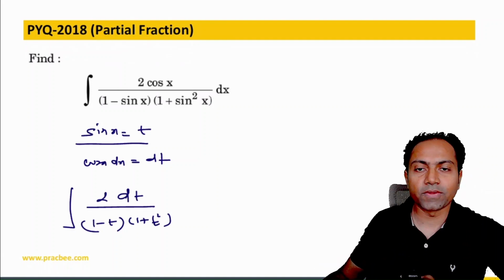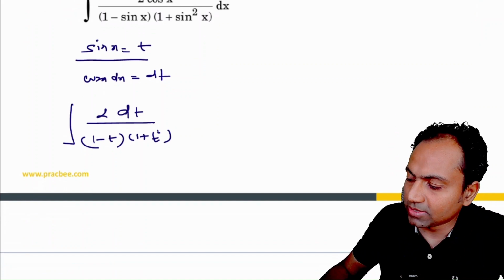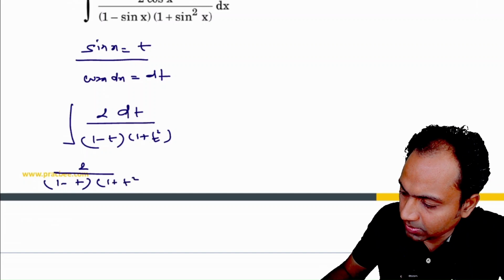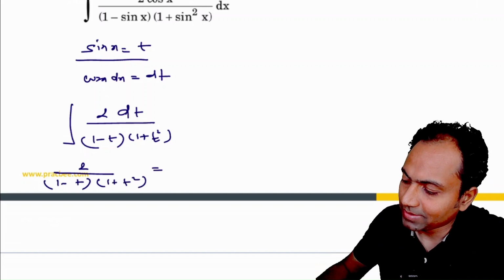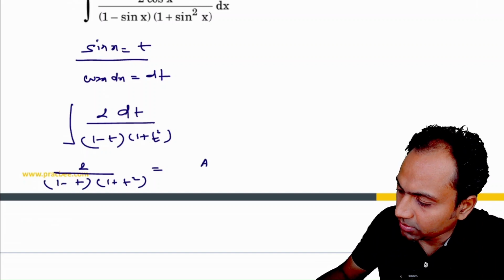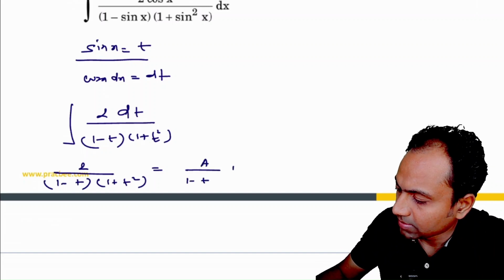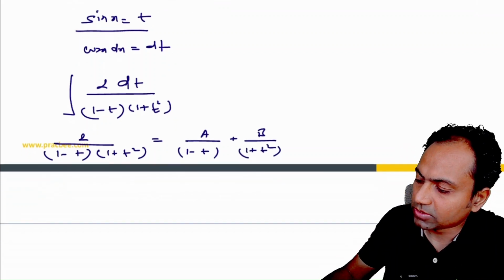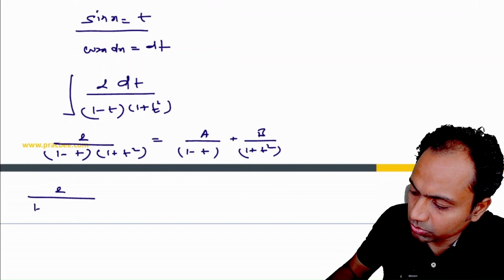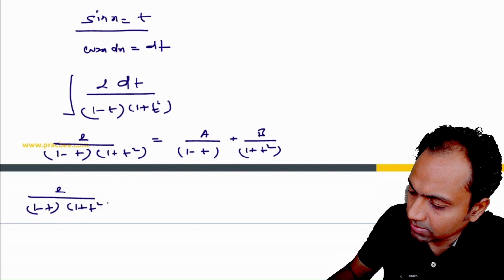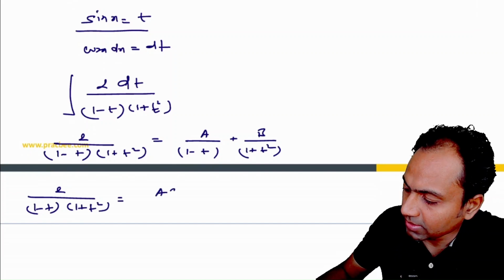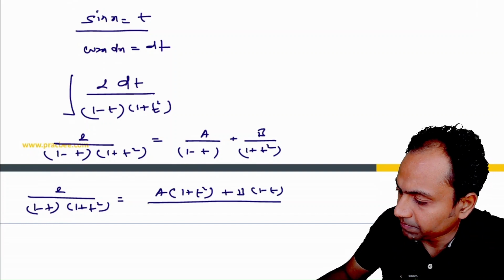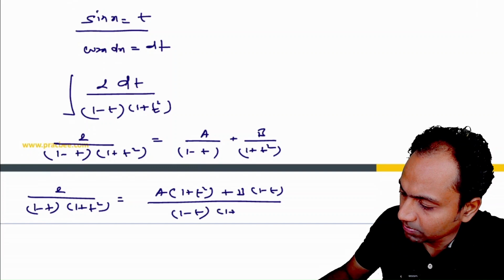After that, what we have to do is to solve it like a partial fraction. So we'll take this, that is 2 upon 1 minus t into 1 plus t square, and write it as nothing but a upon 1 minus t plus b upon 1 plus t square. Now as we do in partial fractions, we'll have to take the LCM, and if I do so, on the left hand side it is fine, but on the right hand side I get a into 1 plus t square plus b into 1 minus t divided by 1 minus t into 1 plus t square.